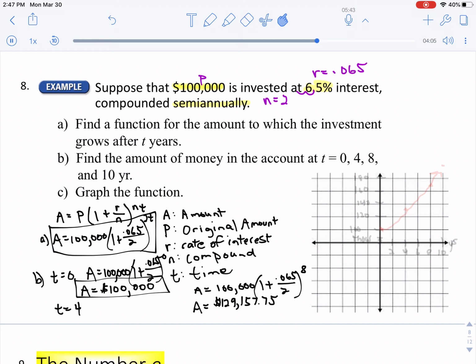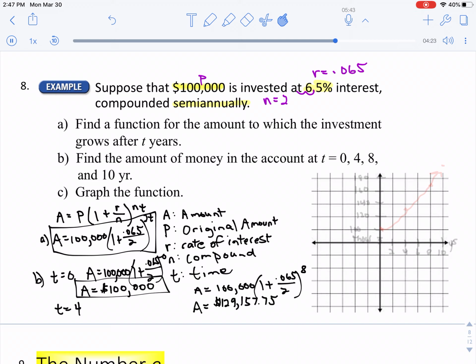If we went ahead and put in the other 3, I'll just give you the answers. If you put in 8 years, you get $166,817.025, and when you put in 10, you get $189,583.79. So make sure you know how to use your calculator to get those answers.